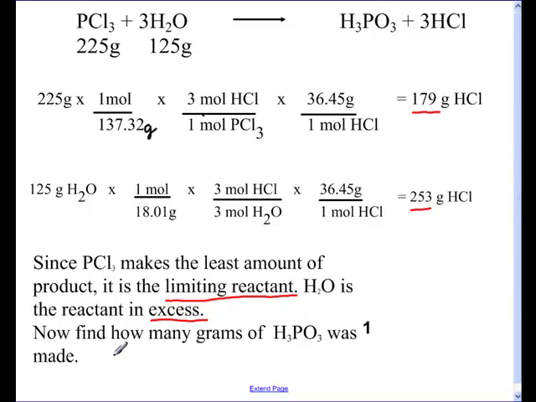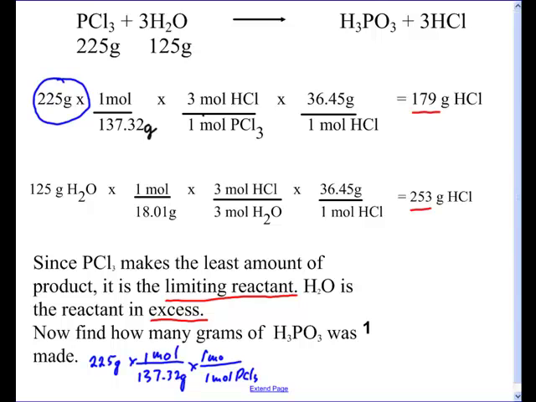Okay, hopefully you did it. Now, you might think that I've got to do the same exact process that we did up here. But what happens is we've already established that PCl3 is the limiting reactant. So, all I need to do is go 225 grams, 1 mole is 137.32 grams. And then my mole ratio is 1 mole of PCl3 to 1 mole of H3PO3.